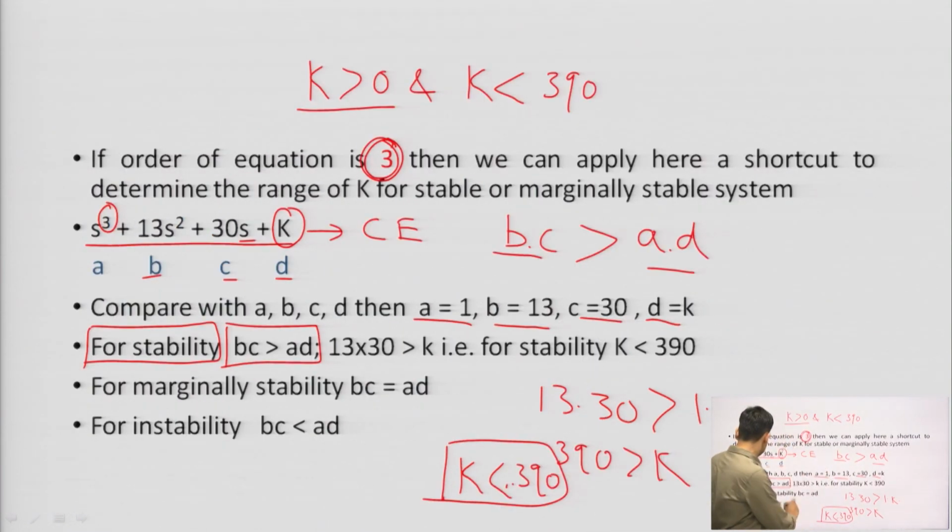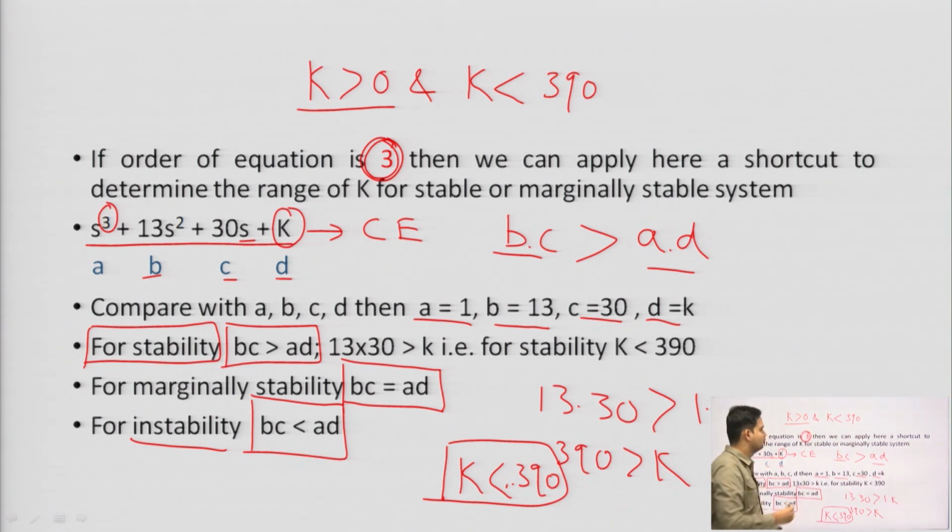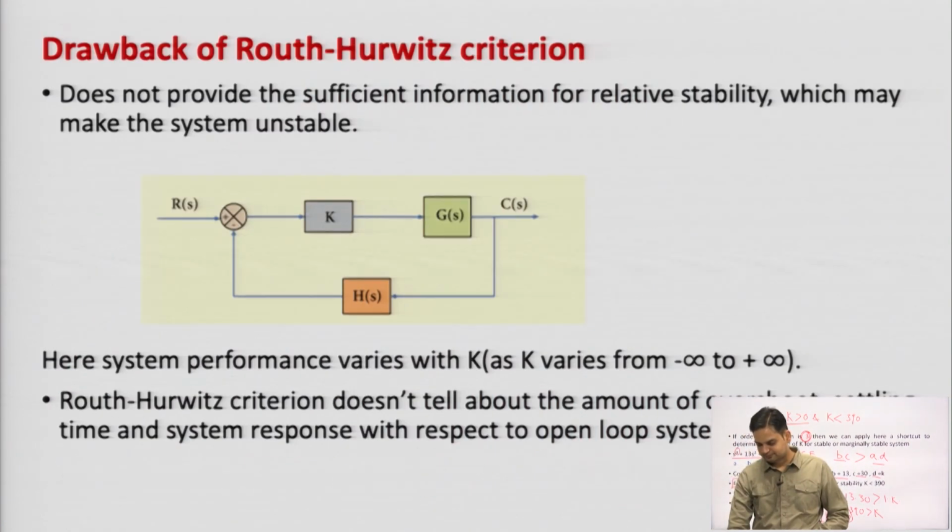Okay. So, this step should not be followed in the exam. If you are getting the marginally stable condition, you will find BC is equal to AD, and whenever your system is unstable you will find BC is less than AD. So, you can try and verify your answer, right.